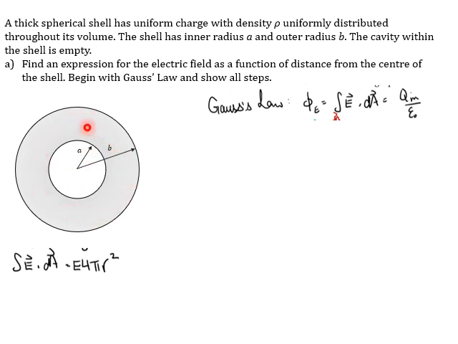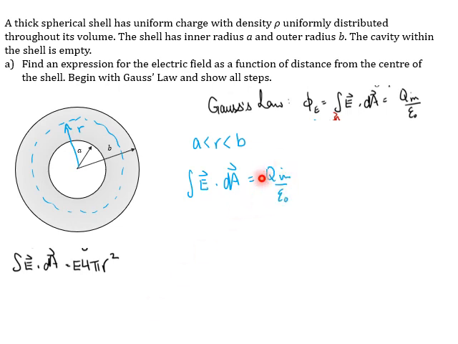Next bit is what is the electric field inside the insulator itself, so in between A and B. So let's pick a Gaussian surface that has a radius that's bigger than A, but it's smaller than B. So we'll draw our Gaussian surface here, sphere with radius between A and B. We're going to apply our Gauss's law. The integral of electric field dotted with the area is equal to Q in over epsilon naught. This time we have to do a little bit of work for Q in.